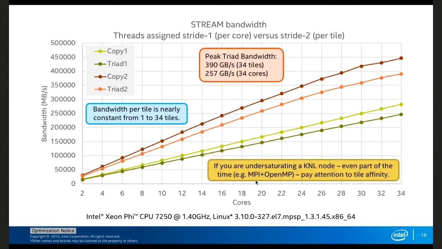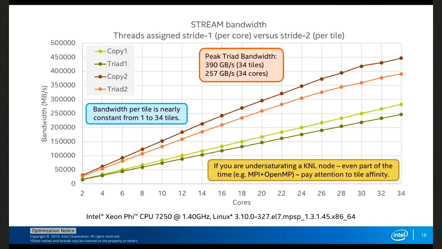But this is something that's really important if you're underpopulating your node for part of your code, such as if you're running MPI and OpenMP together, and at some point you are doing some data movement only on your MPI ranks and not in a threaded region. You'll want to make sure you spread your MPI ranks out properly. It's likely that a good MPI stack or Cray aprun or Cobalt or Slurm, whatever you're using, will do this, but this is something to check out.